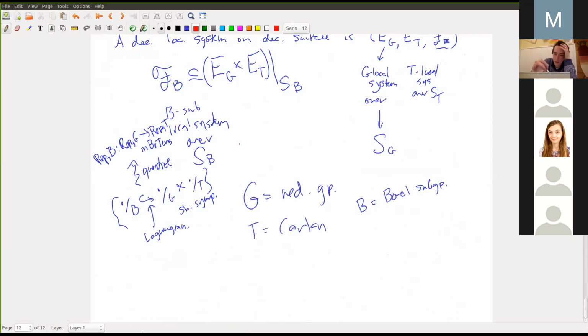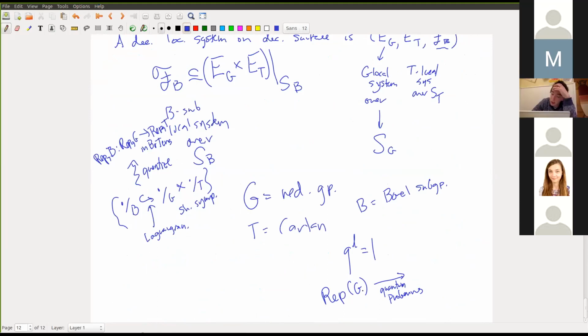So let me maybe say it like this. If Q is a root of unity, say Q to the L equals 1, then there's a very famous functor constructed by Lusztig called the quantum Frobenius, which takes the classical category of representations of the group G and embeds it in the quantum category. Oh, wow. Okay. And it's an embedding in particular. Yes, it's an embedding, definitely.